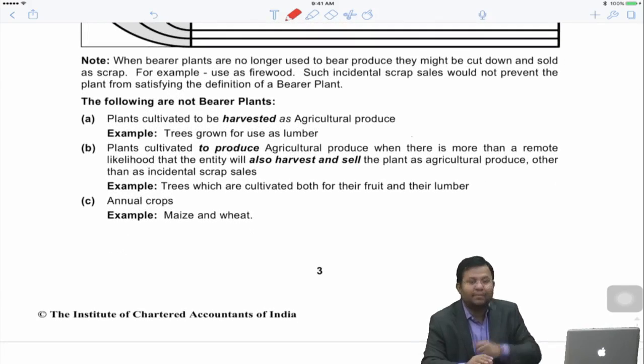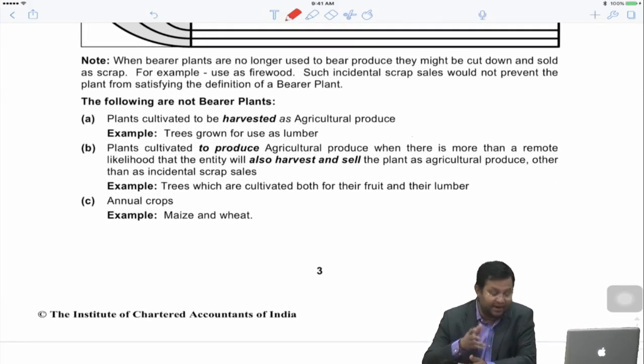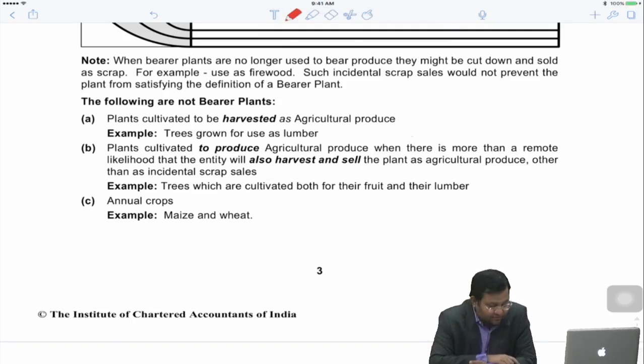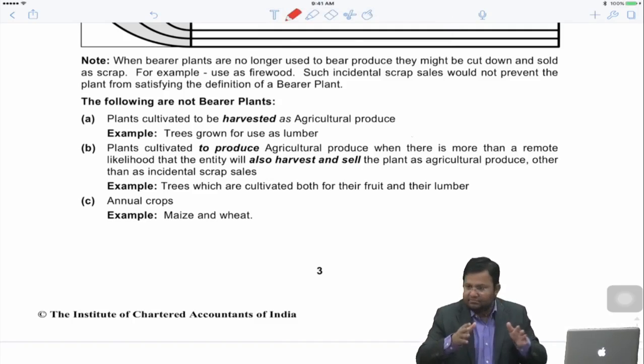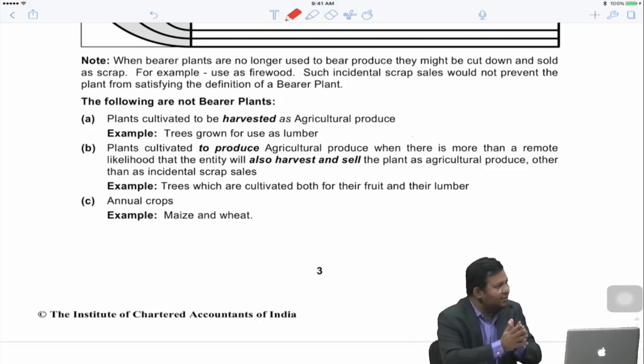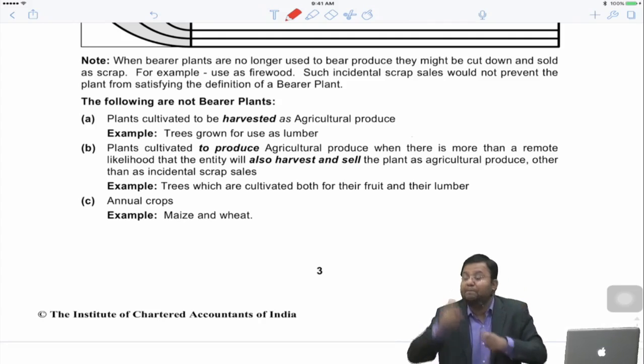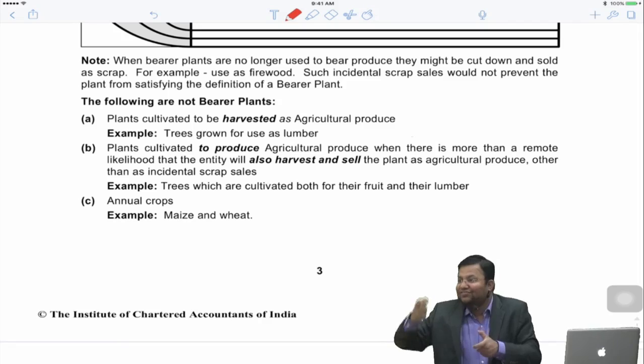Following are not the bearer plant. Example दे कि bearer plant नहीं है उसके example. Plants cultivated or harvested as agriculture produce. Wheat is a classic example. Wheat is cultivated or harvested as an agriculture produce. For example, trees grown for use as a lumber. मतलब lumber मतलब आग में या plywood में या teak wood. तो हमारा काम है ये कि वो जो trees हमने grow किया है, we are not going to hold that tree for producing produce.